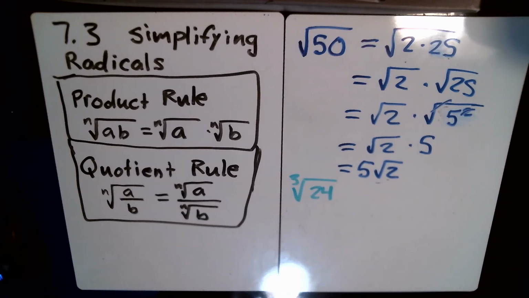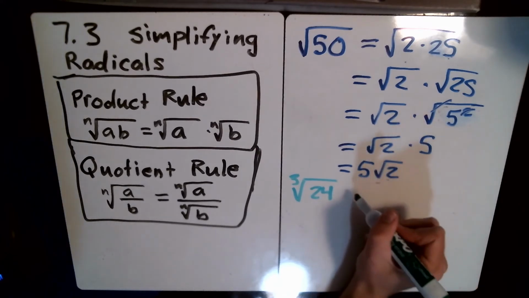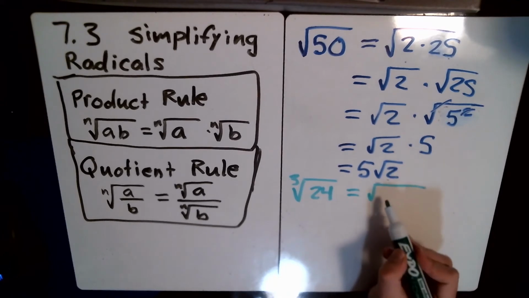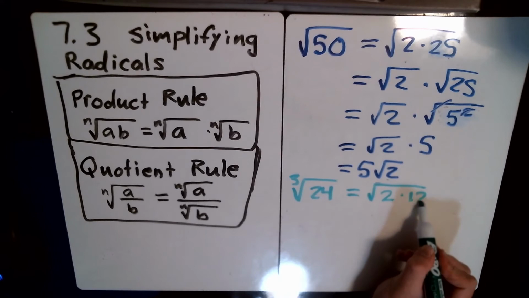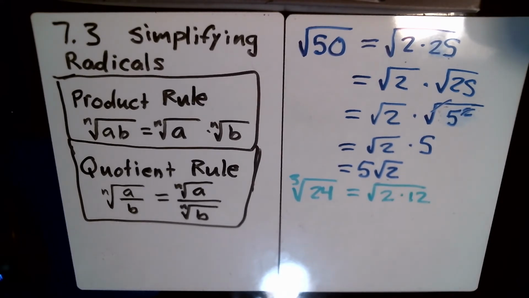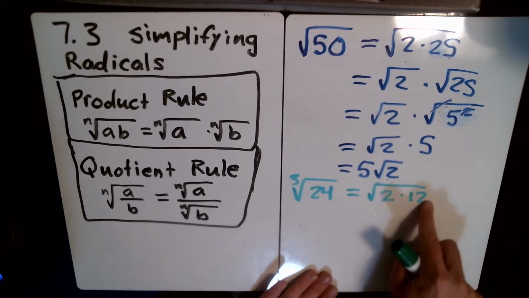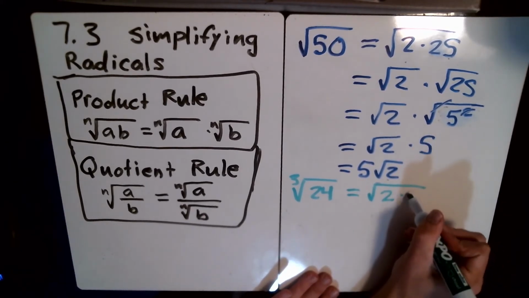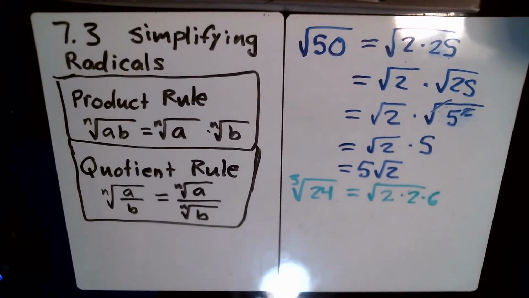a little bit better. Well, what goes into 24? Let's think of the factorization of 24. Well, 2 goes in there, right? 2 times 12, okay? And then if we keep factoring out 12, what goes into 12? Well, let's see, 2 and 6 go into 12. So we'll write the 12 as 2 times 6, okay?